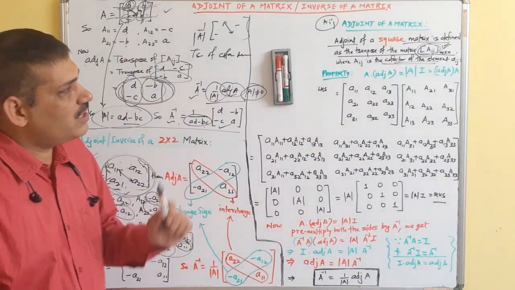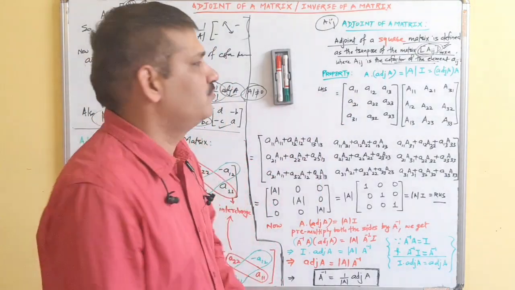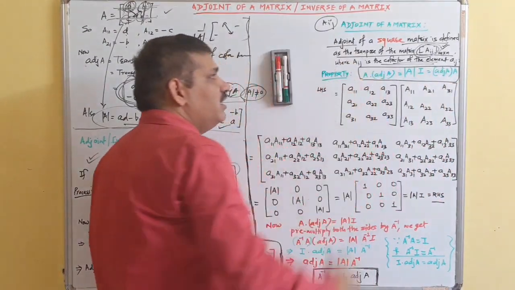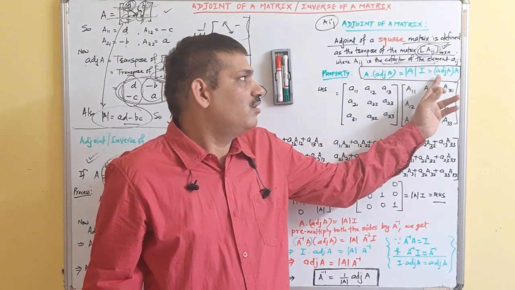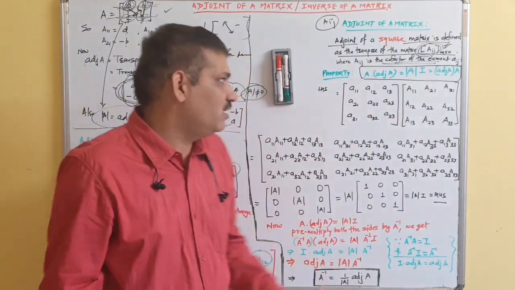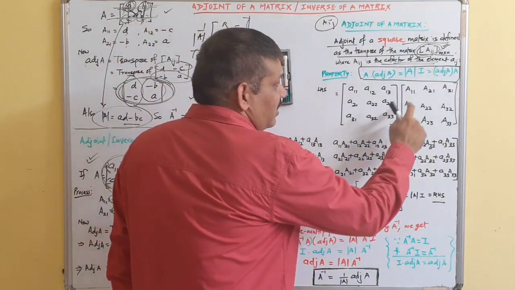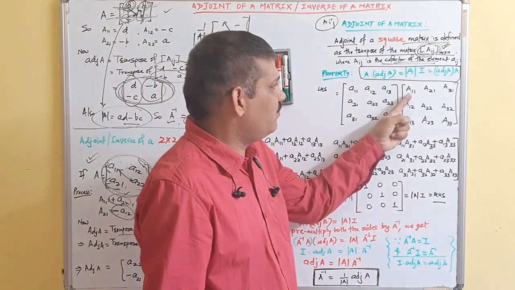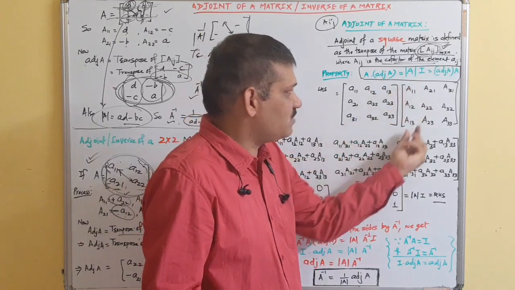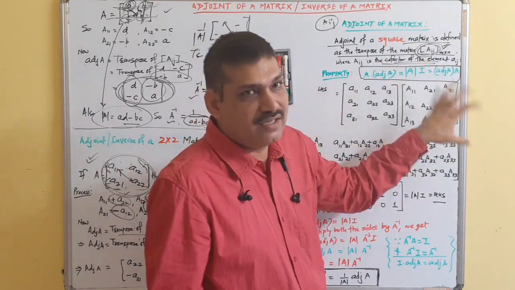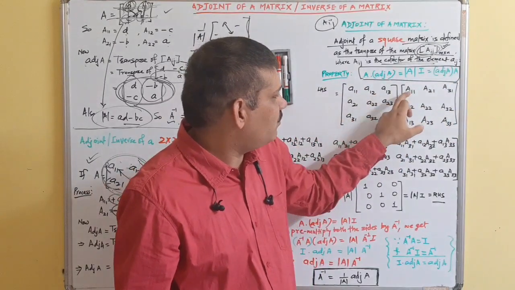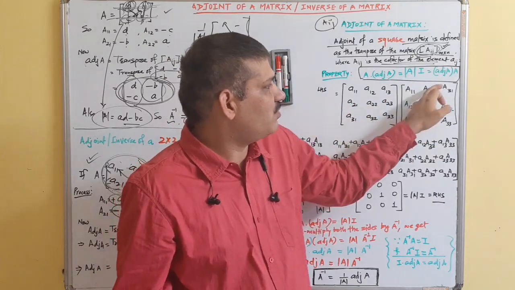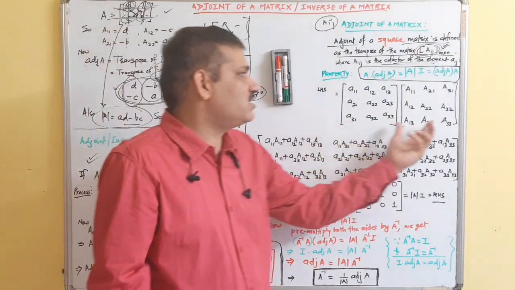Well, now let's talk about this property. A times adjoint A is equal to determinant A times I. That is the same as adjoint A into A. See, this is our A matrix and this is adjoint A. Adjoint A is the transpose of the cofactor matrix: the cofactor corresponding to A11 is C11, A12 is C12, and we transpose it. The corresponding cofactors are written here, and the corresponding cofactors of this row are written here. So this is A and this is adjoint A.